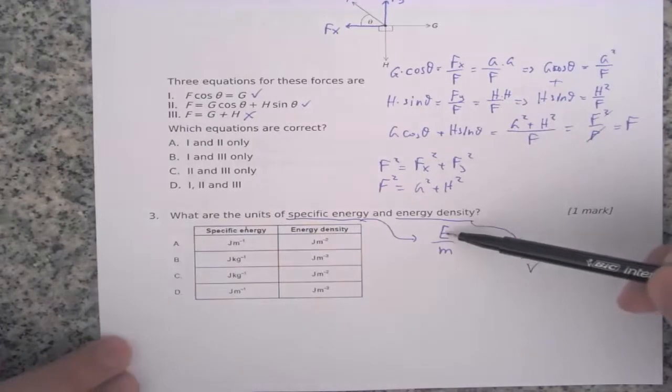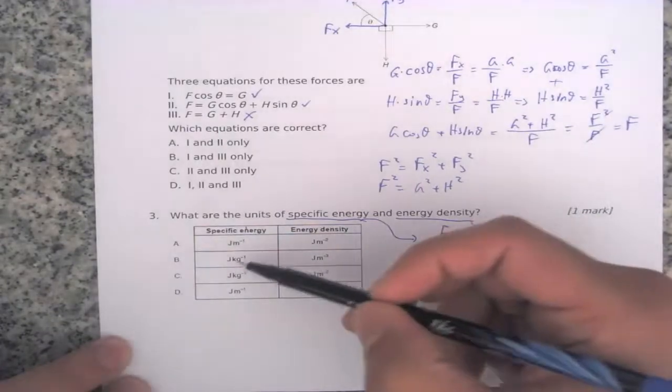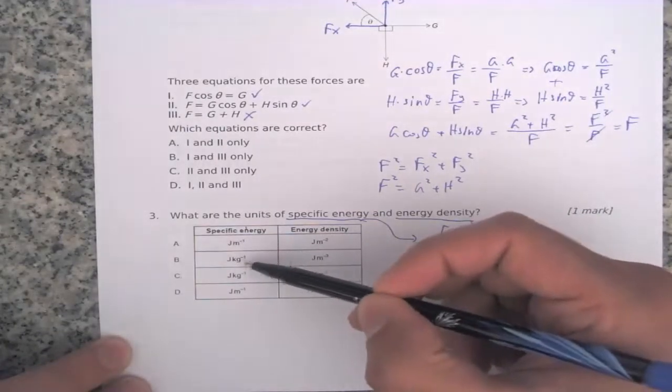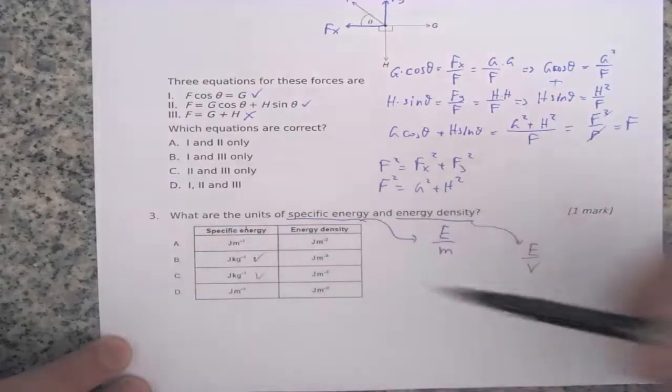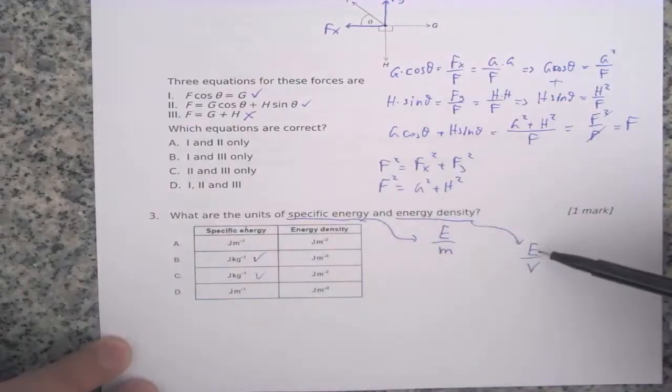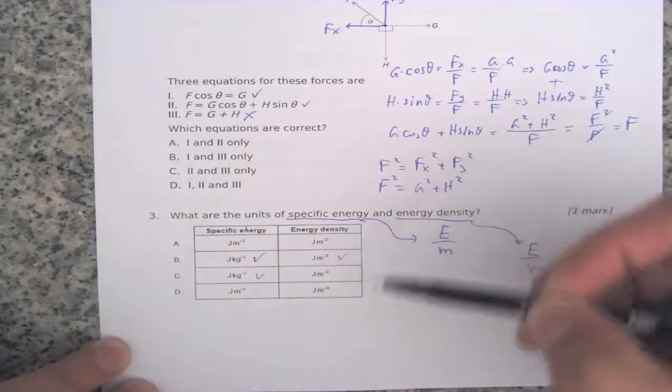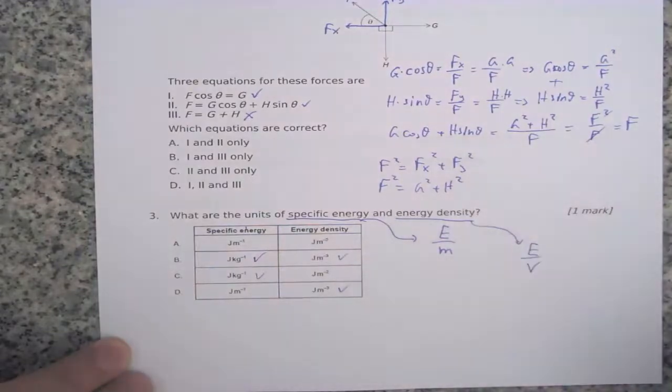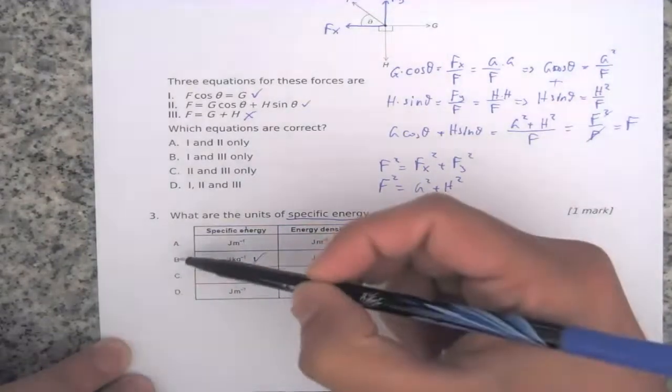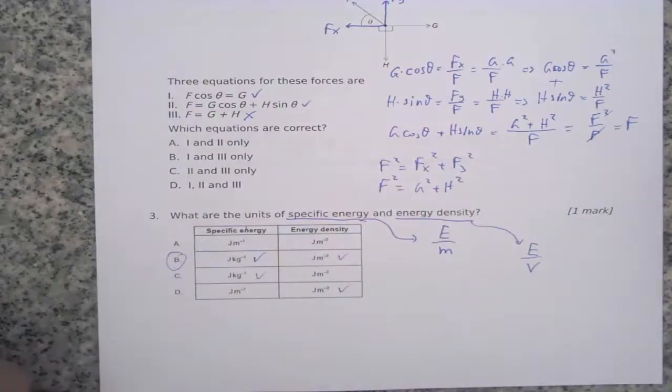So what I have is energy over mass, so it's joules over kilograms. So either B or C. And then I have energy over volume, so it's joules over meters cubed. So of course from here the only correct answer is B.